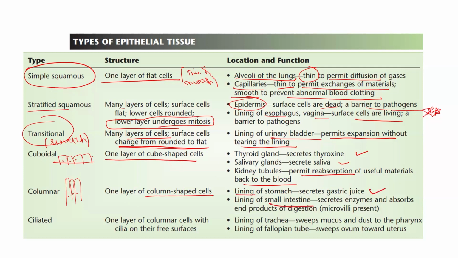It can be present in the lining of the small intestine, where it secretes the enzymes that help in the digestion of the food and absorbs the end products, for example, the microvilli that increase the absorption of the food. Next, we have the ciliated epithelium, where the one layer of columnar cells have cilia on their free surface. For example, as I mentioned, the lining of the trachea and the lining of the fallopian tube that sweeps the ovum towards the uterus. So these are the different types of epithelial tissues.